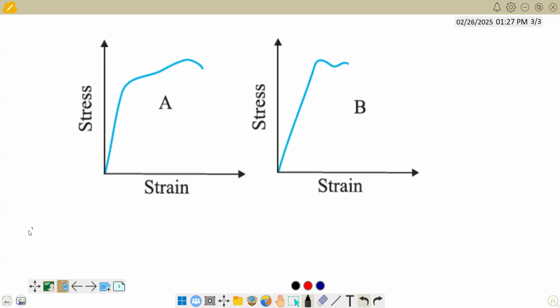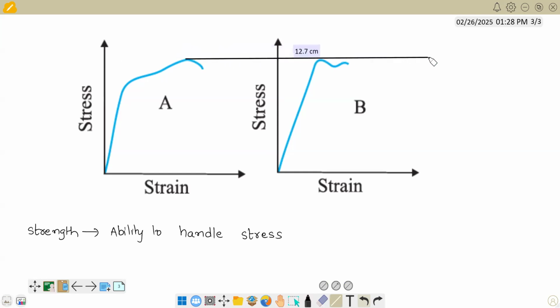Now, what defines a strength of a material? So strength of a material is defined by its ability to handle stress. Ability to handle stress. So whichever can handle maximum stress, we can say that body is the strongest one. So if I draw it, like visually, it appears as though both are handling the same amount of maximum stress. But if you take a scale and if you draw it properly, you will notice that there is a slight gap in the way that they can handle that stress.